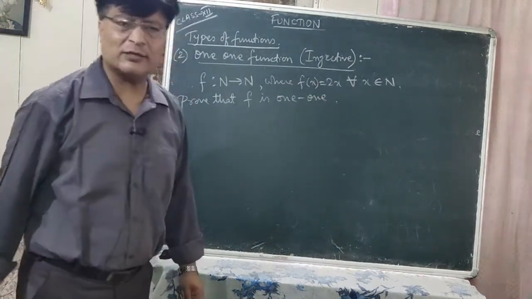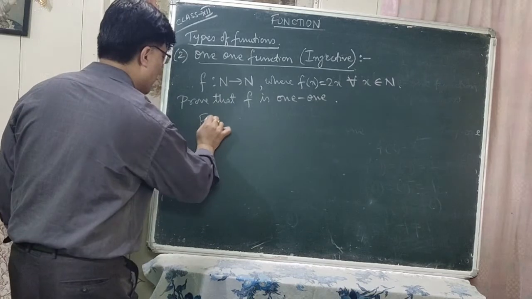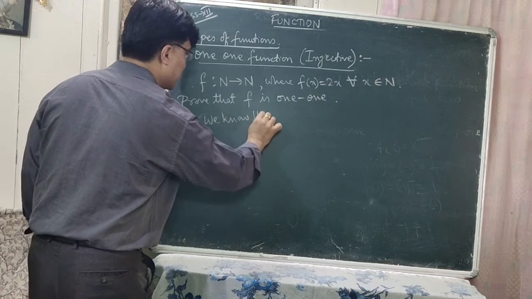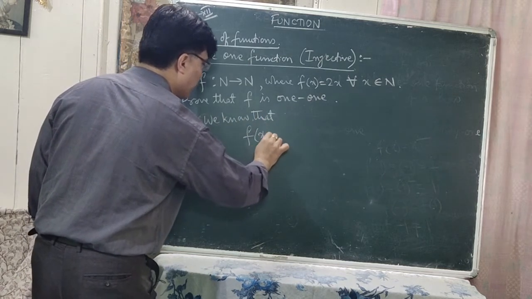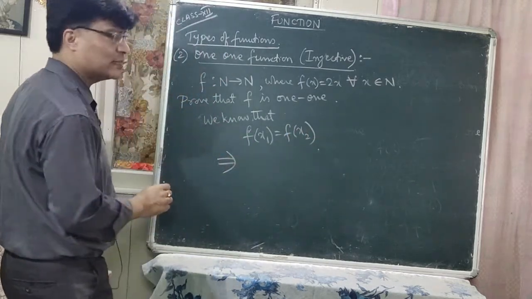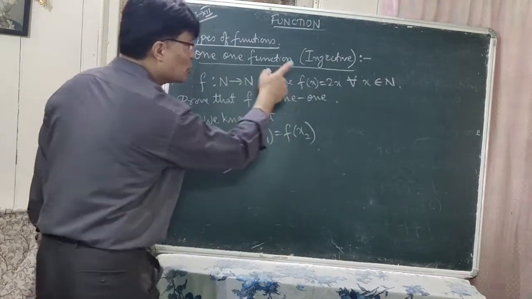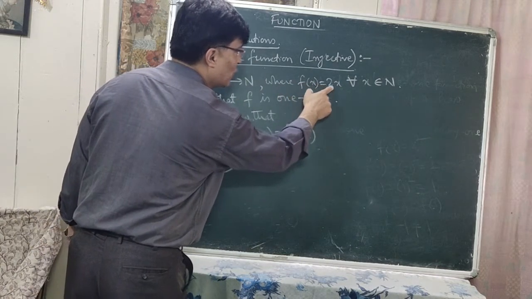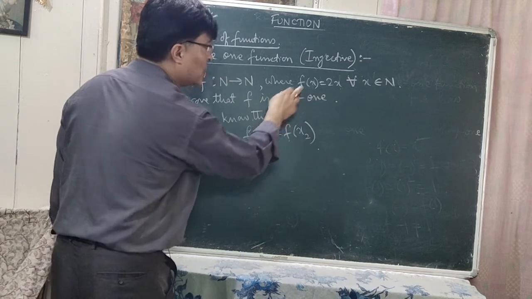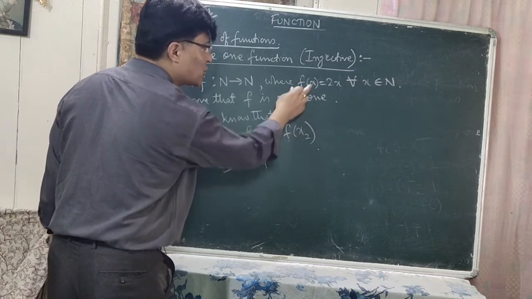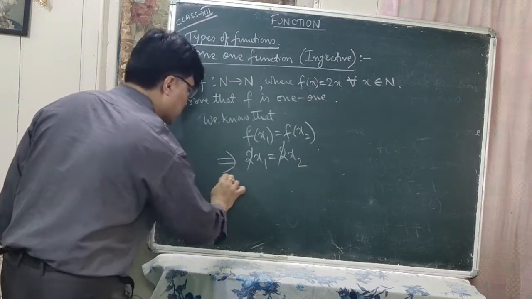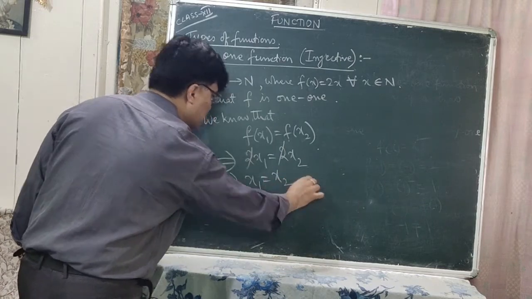How do we prove this mathematically? For a one-one function, we know that f of x1 is equal to f of x2. Since f of x is equal to 2x, f of x1 is 2x1, and f of x2 is 2x2. So the 2 gets cancelled, which implies that x1 is equal to x2.